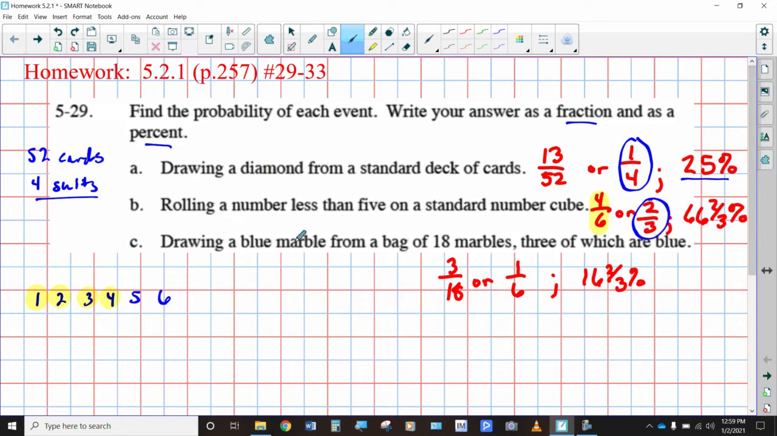And then drawing a blue marble from a bag of 18 marbles, 3 of which are blue. So remember, in the denominator of our probabilities, that's the total. We have a total of 18 marbles in the bag, 3 of which are blue, so those would be our desired outcomes that would go in the numerator. So 3 out of 18 is the same as 1 out of 6, and 1 out of 6 is equivalent to 16 2/3%.